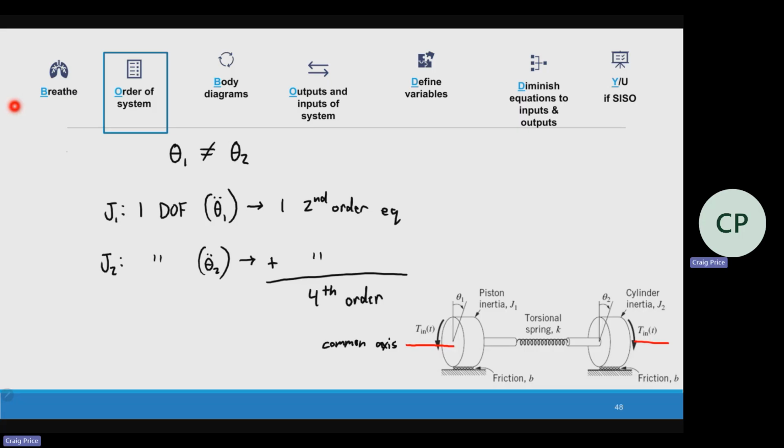Again, you don't have to understand this perfectly. For me, I'm just trying to figure out how many equations I should have. So I'm not going to stop at one equation. I got to do an equation for each body. Each body has an equation. Each body has a degree of freedom. And so each one is going to have a second order equation.